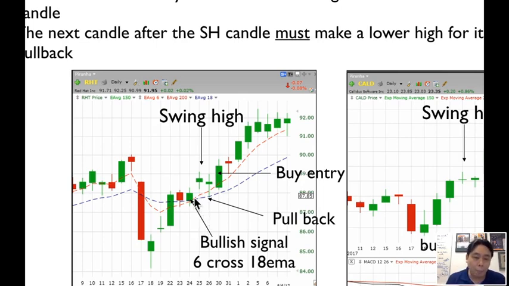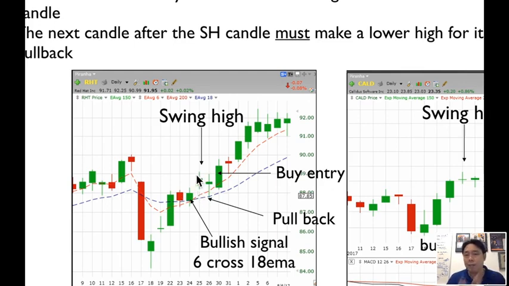Now, the moment we see that cross, right at or after the cross, the candle that appears must be the swing high candle. I repeat, right at that cross of the 6 and 18, or right after the cross, we must have a swing high candle. Now, what makes a swing high candle? Well, it must be the highest high. In other words, this has to be a higher high than all previous candles to make it a swing high.